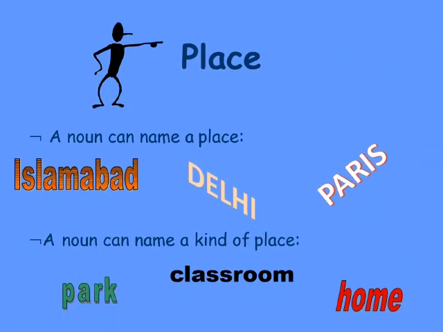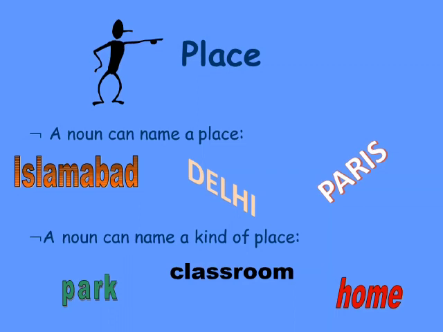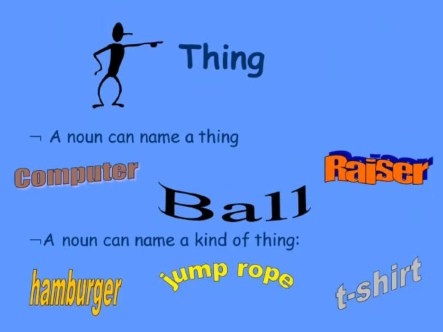If we talk about the place, a noun can name a place like Islamabad, Delhi, Paris, China, etc. A noun can name a kind of place like park, classroom, home, kitchen, etc. A noun can name a thing as well, like computer, ball, razor, hamburger, jump rope, t-shirt, etc. That all comes under a thing.